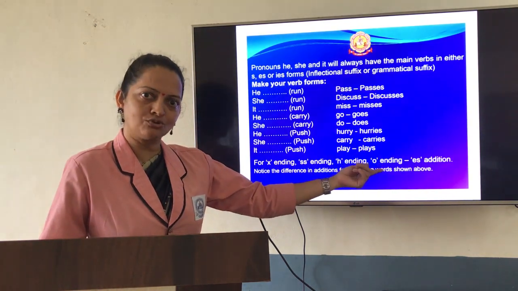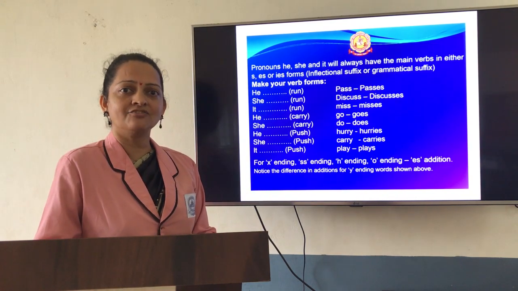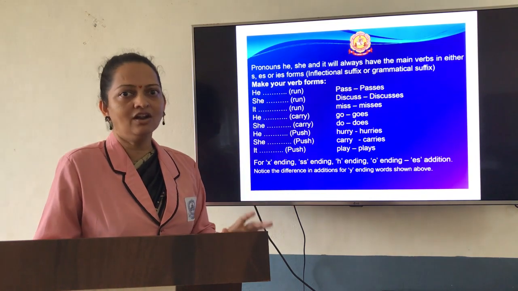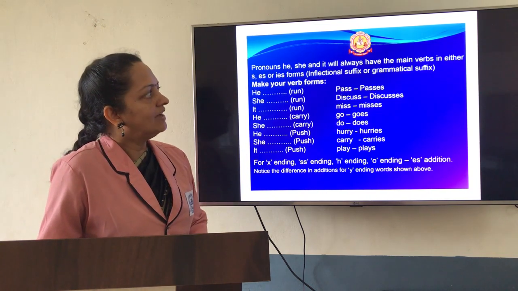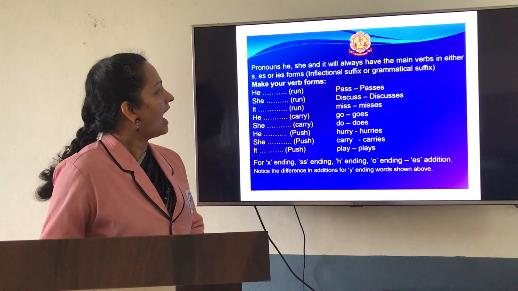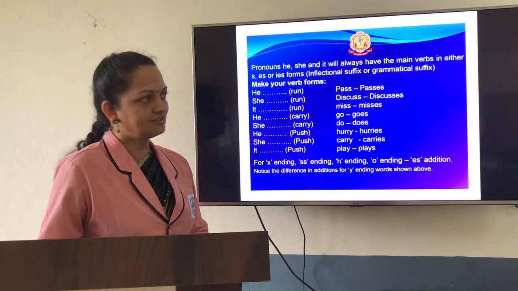H-O. Now you have seen potato. Potato will take ES. Potatoes. What are these ES? They are suffix. The words which we add in the last part are called suffix. So pronouns he, she and it will always have the main verbs in either S, ES or IES forms. They are inflectional suffix or grammatical suffix.